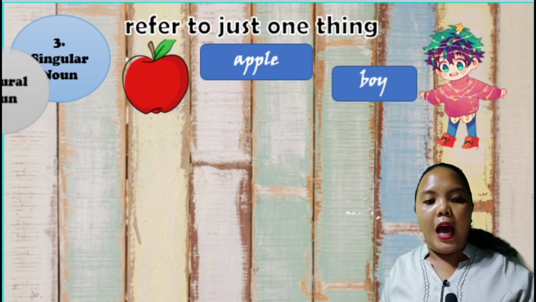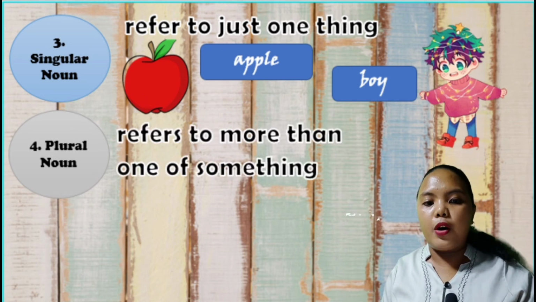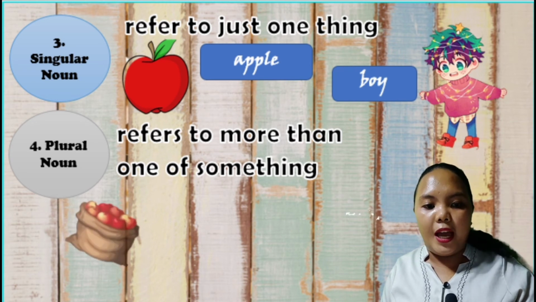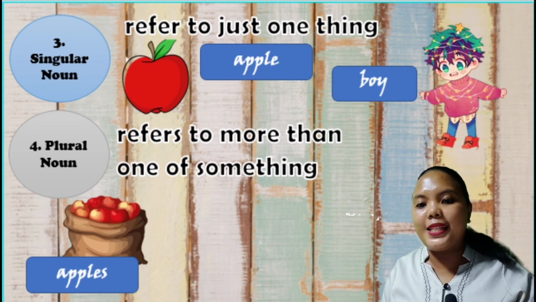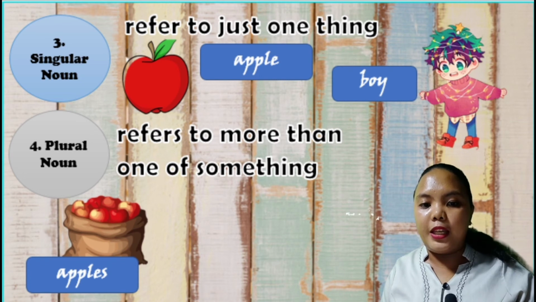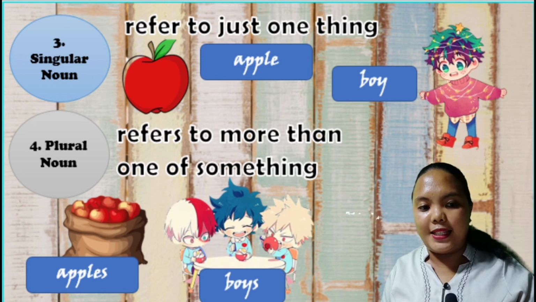How about the plural noun? This is our fourth one. The plural noun refers to more than one of something. A while ago we had one apple, now we have apples. To make a singular noun plural, you just have to add an S. For example, apple becomes apples, and the word boy becomes boys. So our third one is the singular noun and the fourth one is the plural noun.